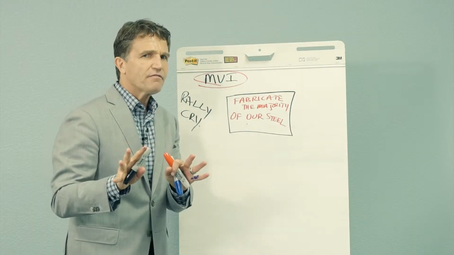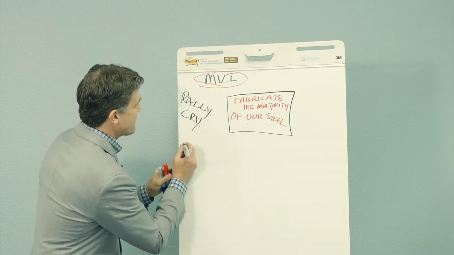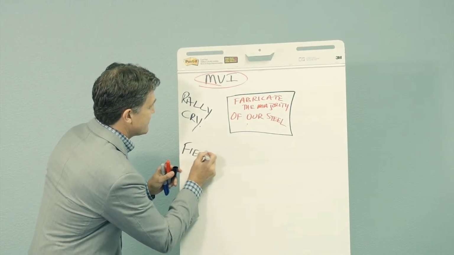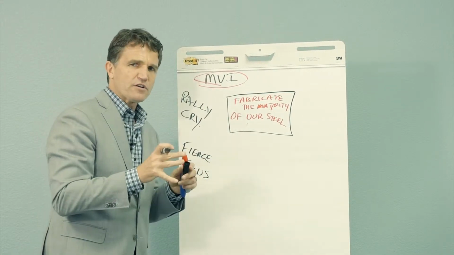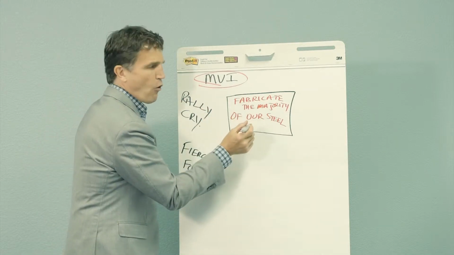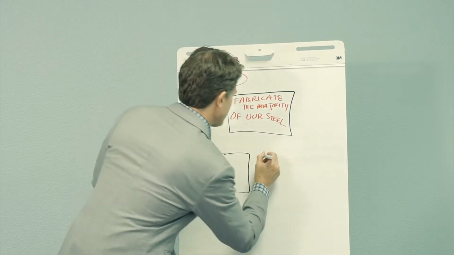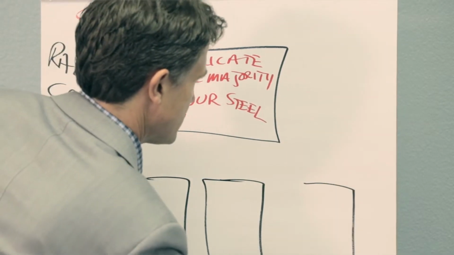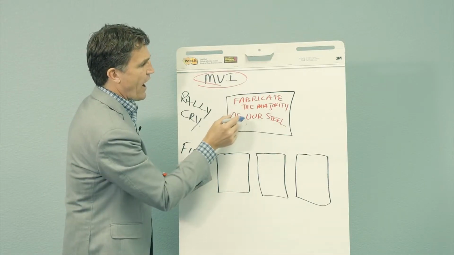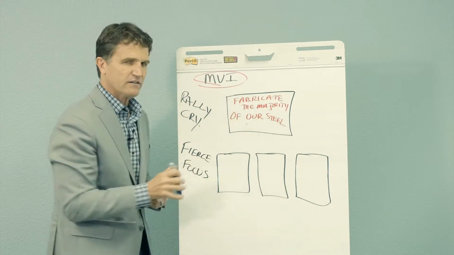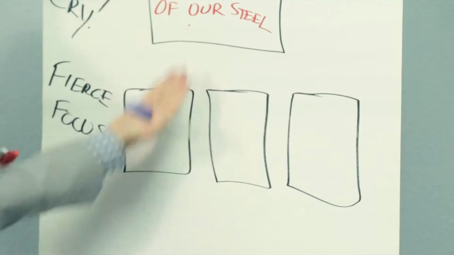Now, it's not enough to have a rally cry. In order to be able to achieve this rally cry, you then need areas of fierce focus. These areas of fierce focus are the large things that you need to do in order to achieve the rally cry. Let me break that down for you a little bit here. As my client was thinking about how they could achieve this rally cry of fabricating the majority of their own steel, they identified three areas of fierce focus that they needed to work on in order to drive that.